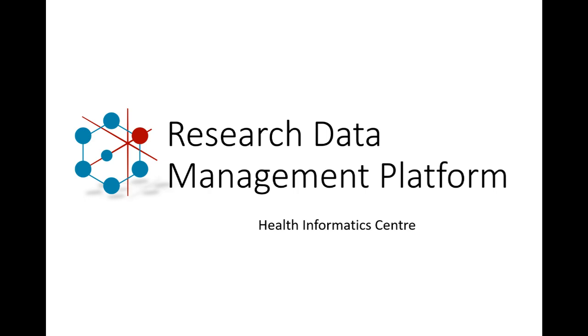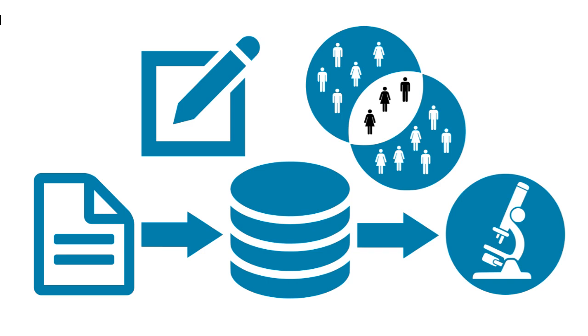In this video, we will look at the open source data linkage software RDMP. RDMP functionality can be split into four main areas: data loading, data curation, cohort generation, and data extraction.